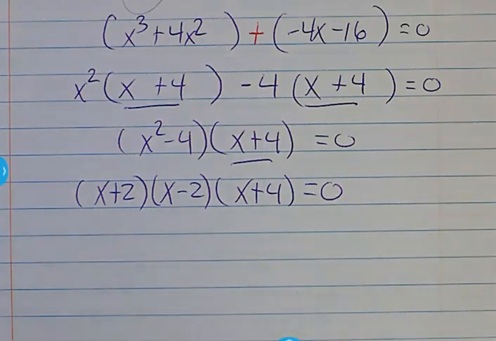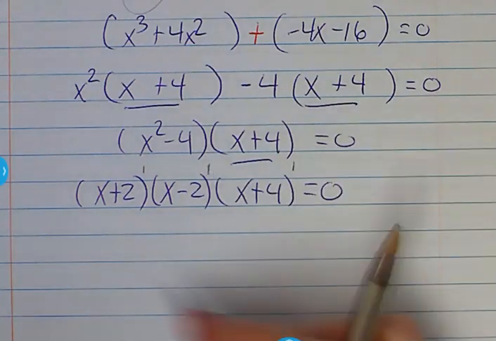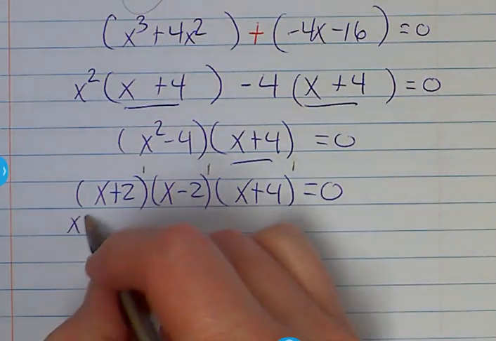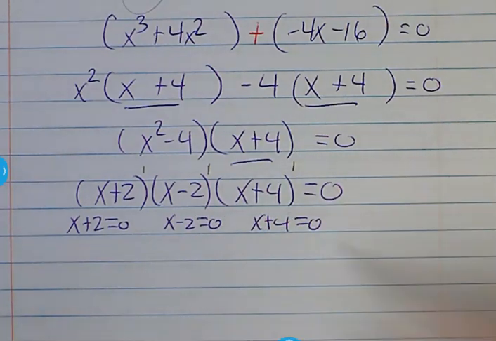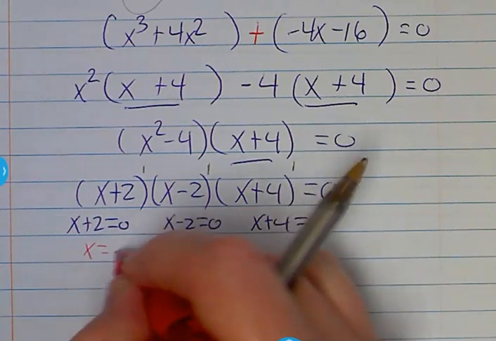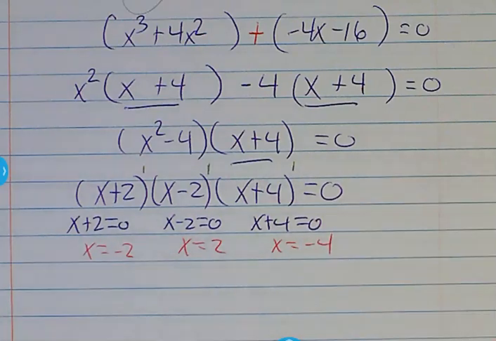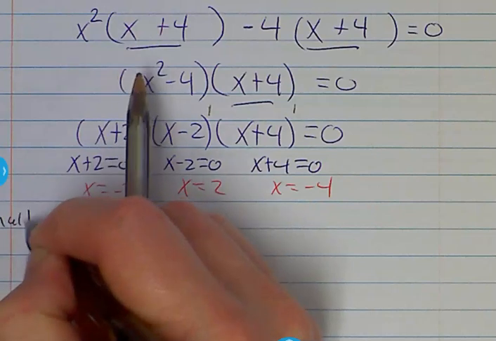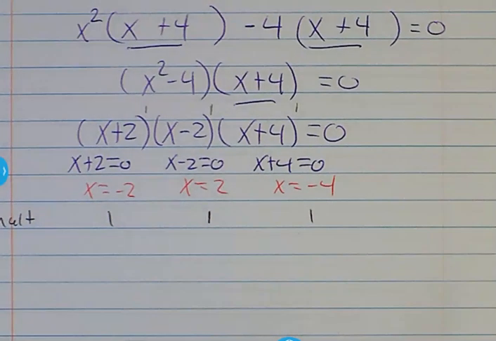It'll be okay that every single one of these has just the first power, because you've got x plus 2, x minus 2, and just 1 x plus 4. So multiplicity-wise, they're all going to be multiplicity of 1. Solution-wise, when we set all these equal to 0, we get x equals negative 2, x equals positive 2, and x equals negative 4. Okay. Again, if they ask for multiplicity, they're all to the first power, so multiplicity would be 1 on those.